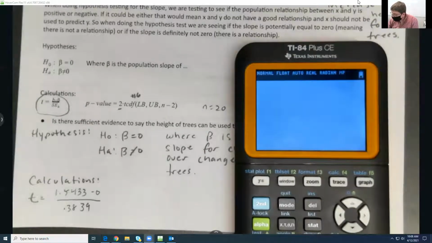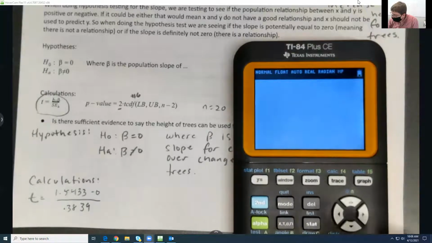All right, so let's go to a fraction, type everything in, 1.5433 minus 0 divided by 0.3839. Now, before we go any further, here's the fun part.